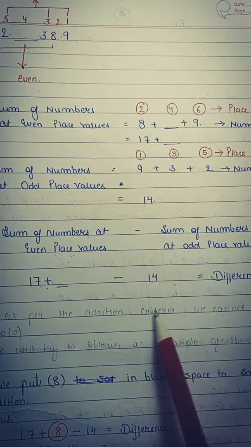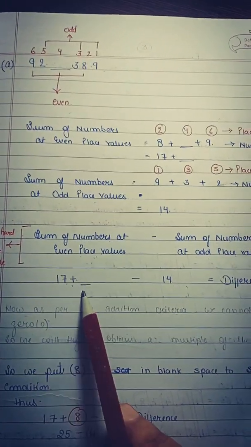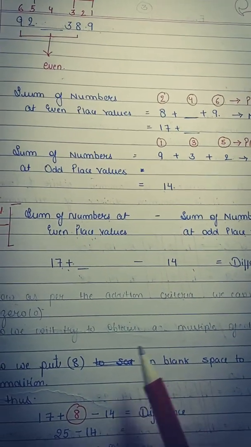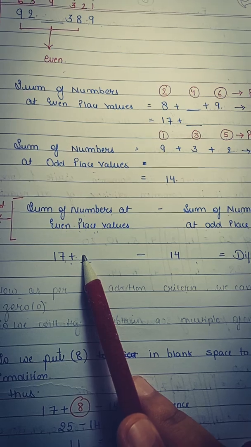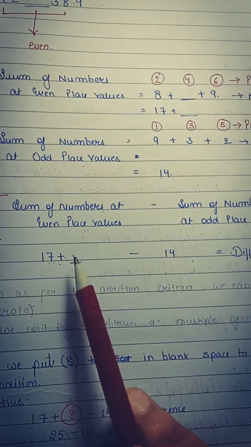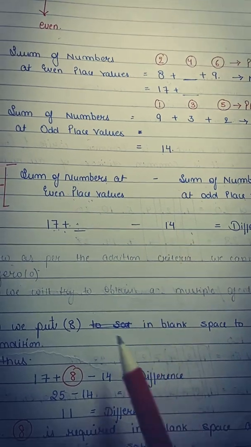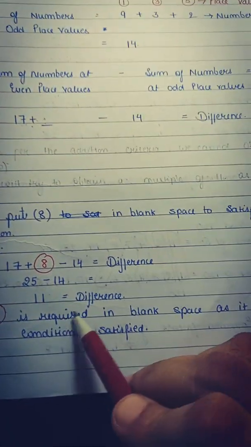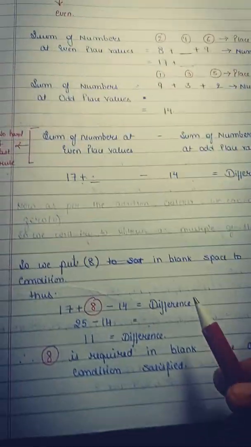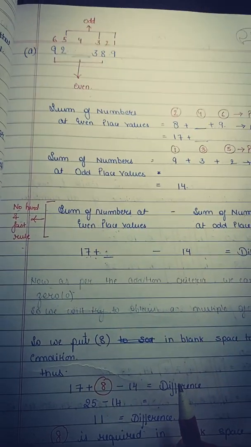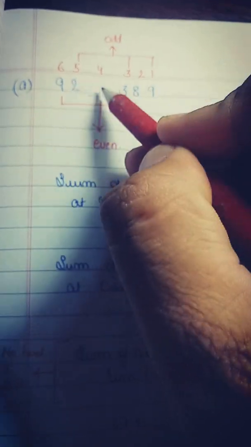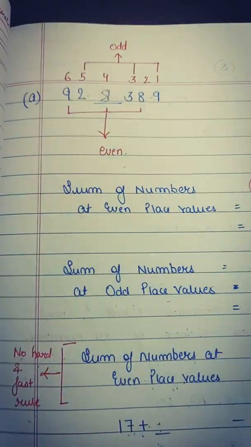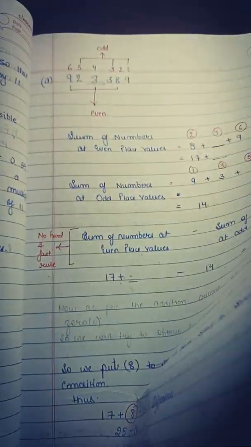Second, now as per the addition criteria we cannot obtain 0 in this context. You cannot obtain 0, so try to find a result that is a multiple of 11. So according to that, I'll put 8 over here, because if I put 8, it will result in 25, and 25 minus 14 gives 11, and 11 is a multiple of 11. So therefore the required digit in the blank space will be 8, and the number so obtained will be 9 2 8 3 8 9.